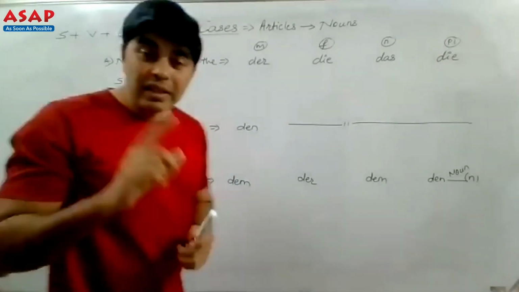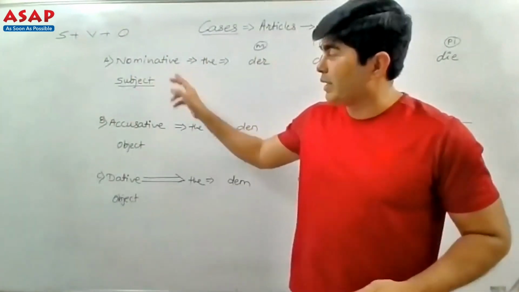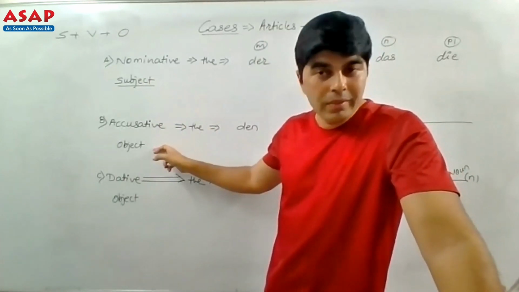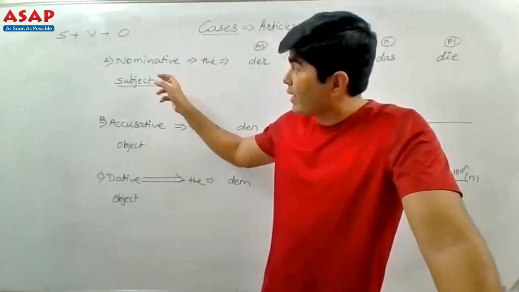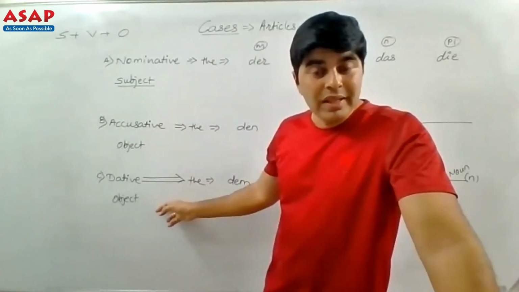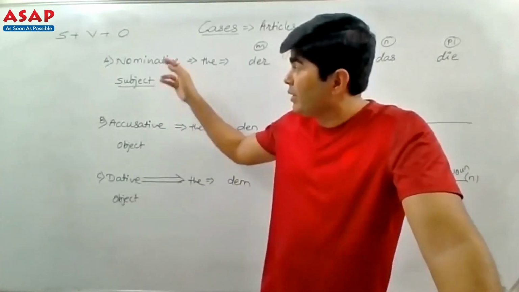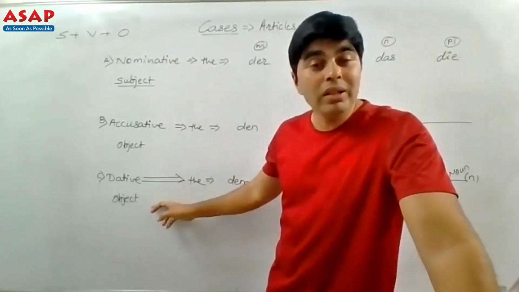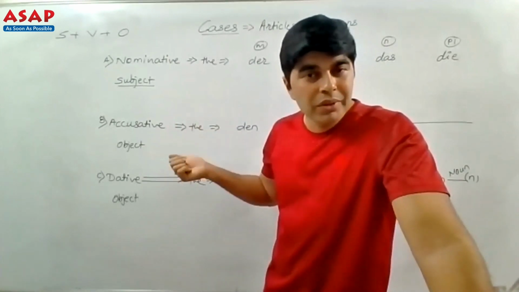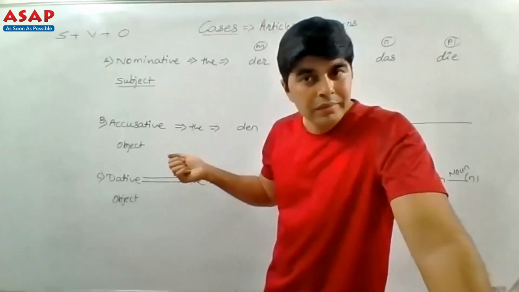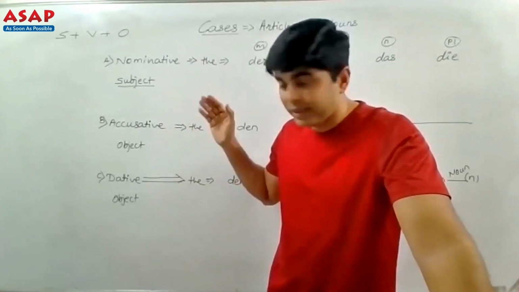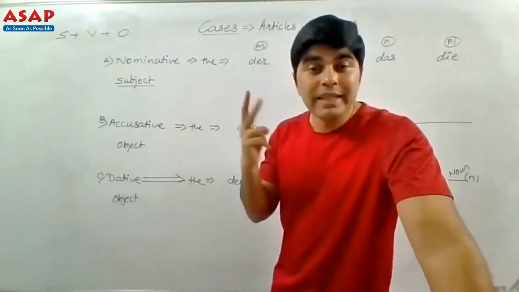Now in one sentence there can be nominative and accusative, that means subject and object. In one sentence there can be nominative and dative, that means subject and object. In one sentence there can be nominative, accusative, and dative, all three cases. So how many objects do we need? Two objects, right? Because if in one sentence there is accusative and dative both, we need two objects.